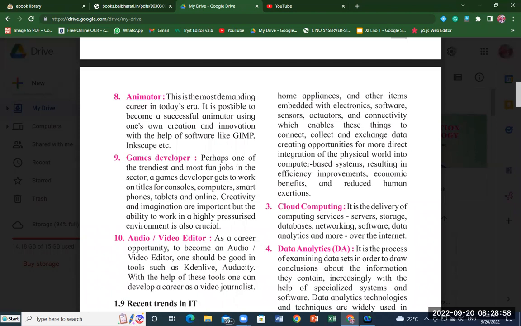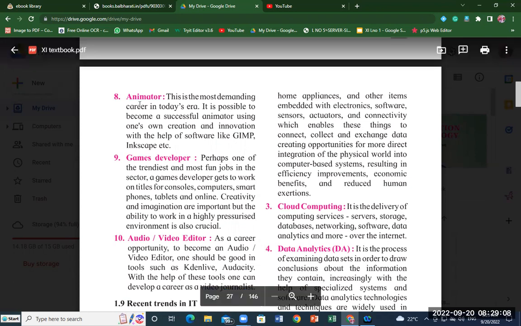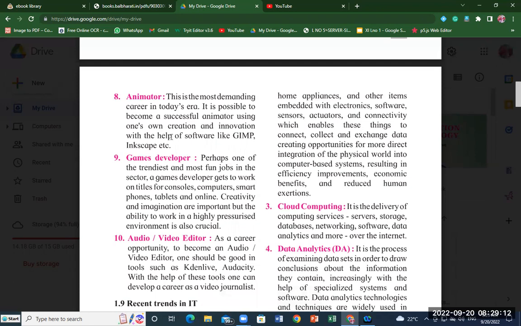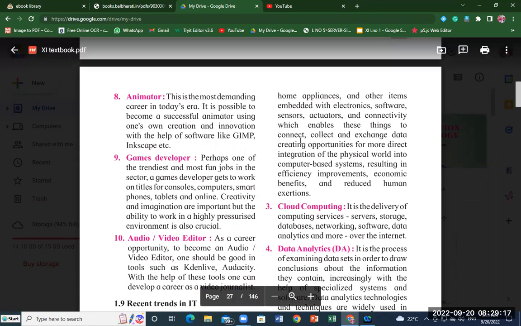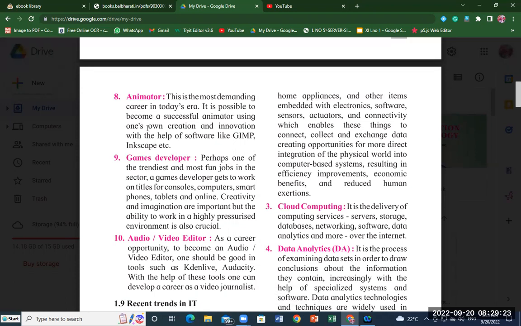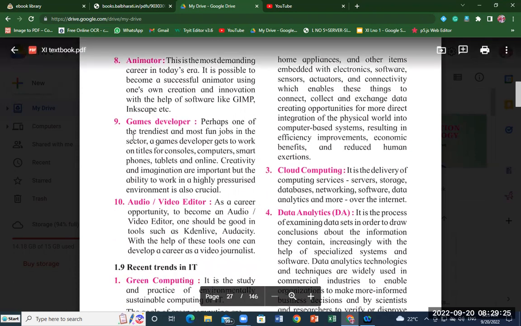Many people go for animation, but you should have the skill of creation, and you should have some drawing skills, and know some color schemes. Then only you are eligible to be an animator. It's possible to become a successful animator using one's own creation and innovation, with the help of software like Games and Inkscape. These are the two software by which you can do animation.